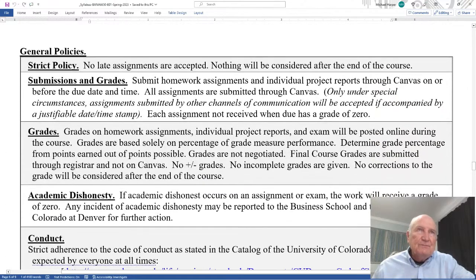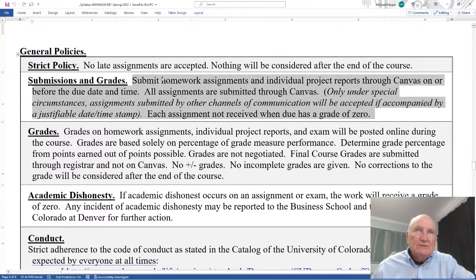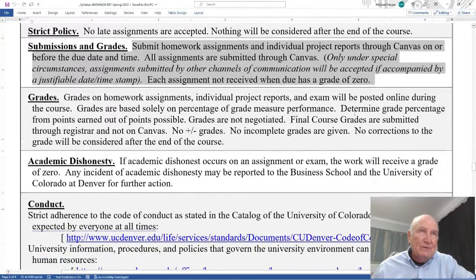Okay, general policies. Again, strict policy. No late assignments are accepted. Nothing will be considered after the end of the course. That's very strict. Submission: submit homework assignments and the individual project reports through Canvas on or before the due date and time. All assignments are submitted through Canvas. Only under special circumstances, assignments submitted by other channels of communication, such as email or Canvas messaging, which I mentioned before, will be accepted if accompanied by a justifiable date time stamp. Each assignment not received when due has a grade of 0.